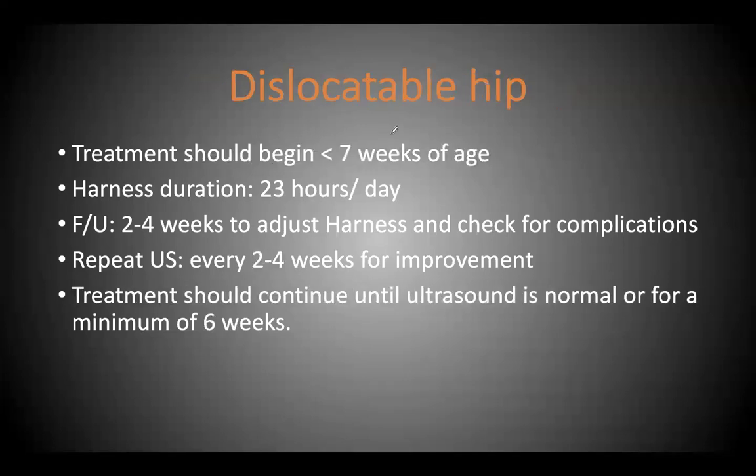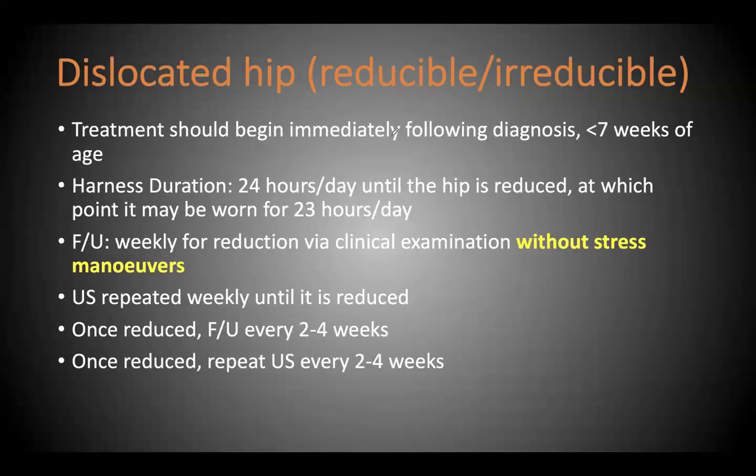Then when we talk about a dislocatable hip, which would be a graph D hip, the treatment should ideally begin before the age of 7 weeks. And again, the harness duration should be 23 hours a day. You would follow up this child slightly more frequently, 2 to 4 weeks, to adjust the harness and to check for complications. And the ultrasound should also be repeated every 2 to 4 weeks to ensure that there is ongoing improvement. Here again, the treatment should continue until the ultrasound is normal or for a minimum of 6 weeks.